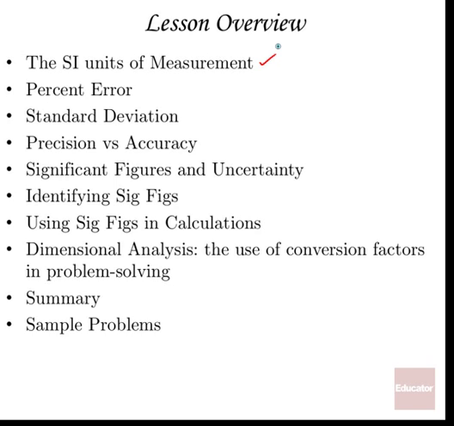Once we become familiar with the units of measurement, we'll then get into explaining how exactly good or bad your measurement was. And so this is done by something we call percent error and also standard deviation. We'll then get into a discussion of what we mean by precision versus accuracy. We'll then get into something a little more quantifiable, which is called significant figures and uncertainty, followed by identifying sig figs and then using these significant figures in calculations.